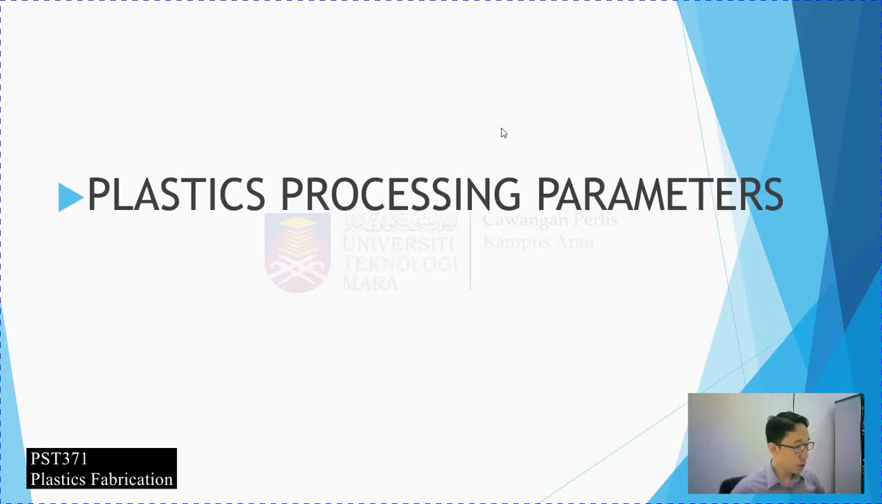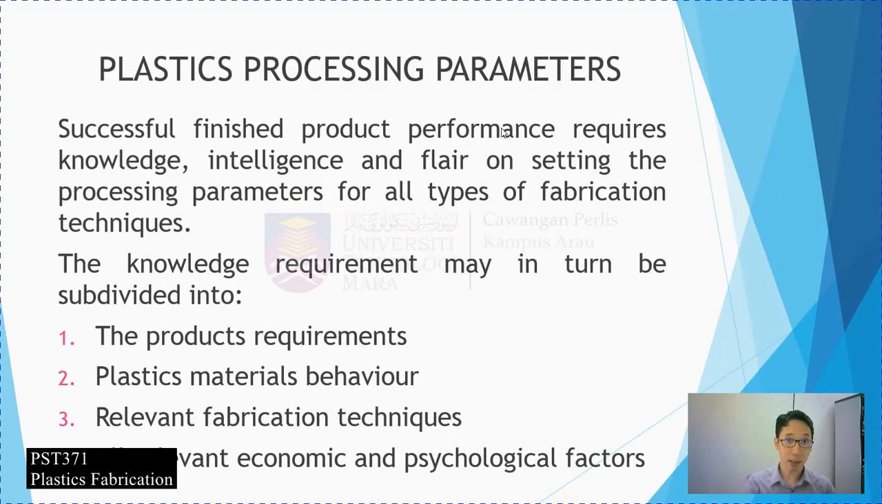Okay, next we go to the plastic processing parameters. This is most important for plastic material. Okay, the parameters that will influence the final product properties. Okay, a successful finished product performance requires knowledge, intelligence, and a flair in setting the processing parameters for all types of fabrication technique. So at the very beginning you need to have knowledge. So here today I give you knowledge.